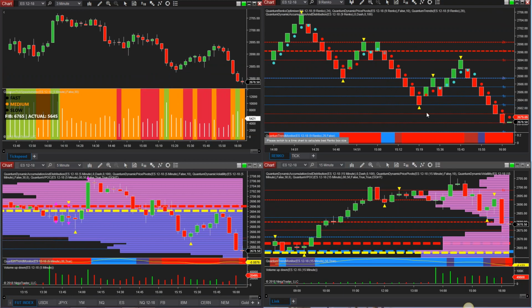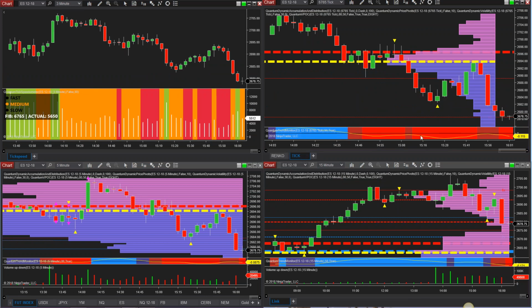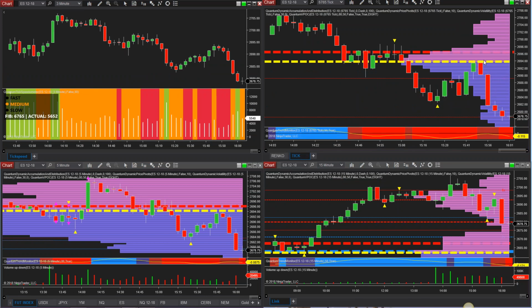And over onto the tick chart, that's telling us something. Let's go to the tick and see what's going on there. We've got the trend monitor's nice red. We've got the VPOC. We hit that, breaking away. Trend monitor's back in red there as well.